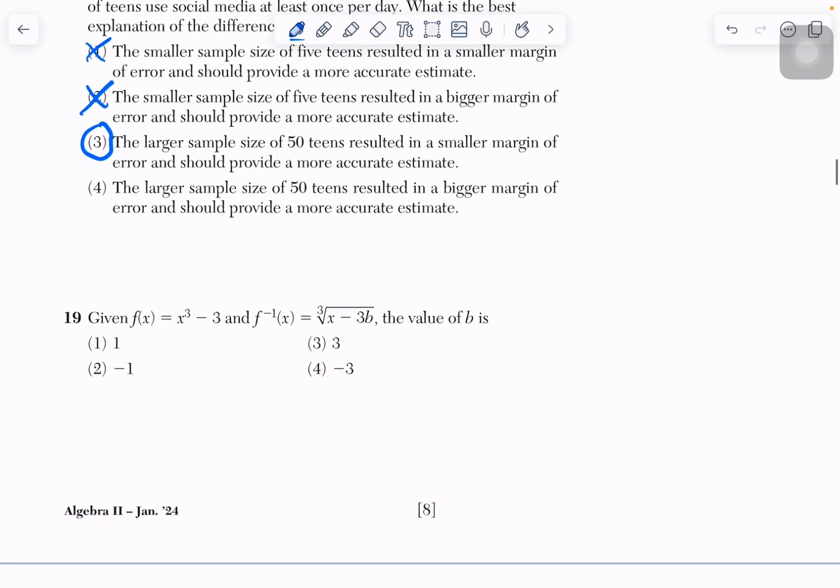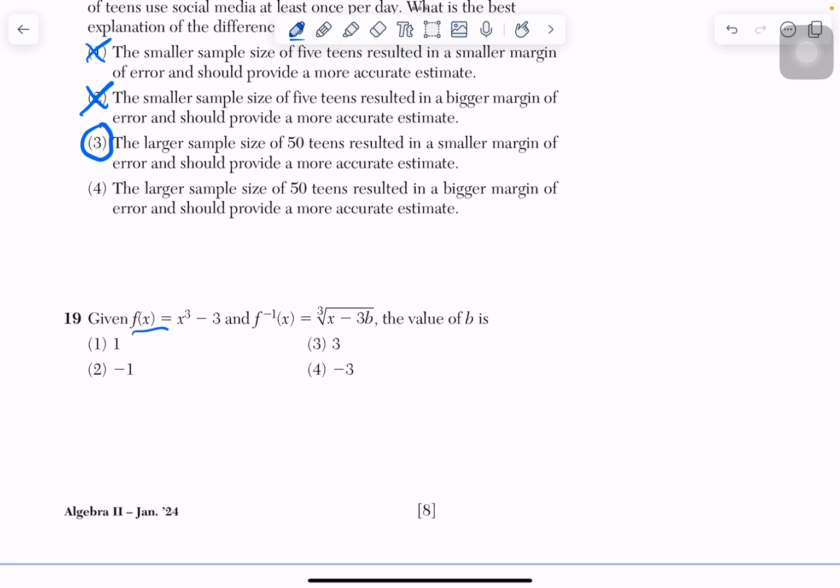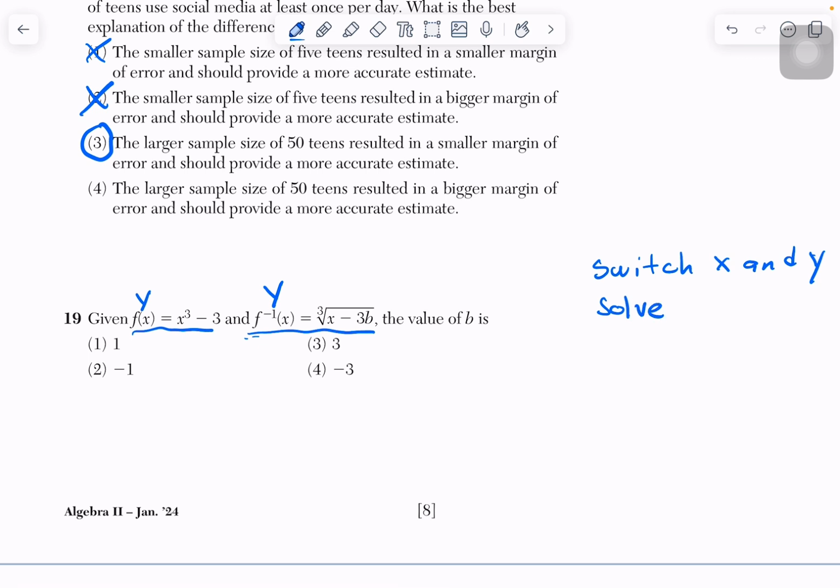Okay, and then we come down to this one, which is we have a function and we want to know something about its inverse. So first, let's solve it. Remember, this could be y also, right? So to find the inverse, this is y. We're going to switch x and y. Switch x and y. And solve for y. That's how you do every inverse.